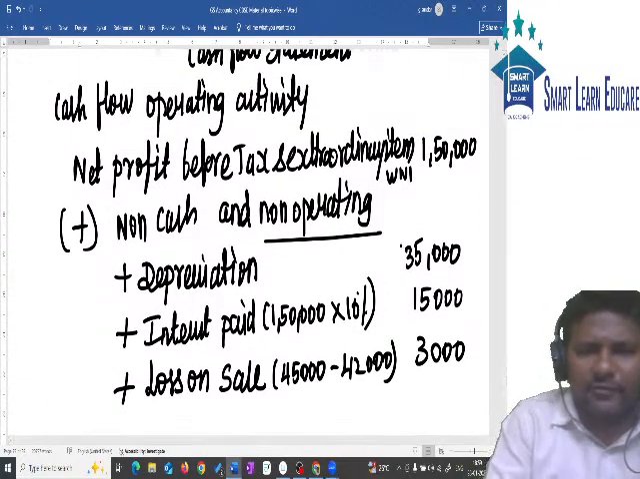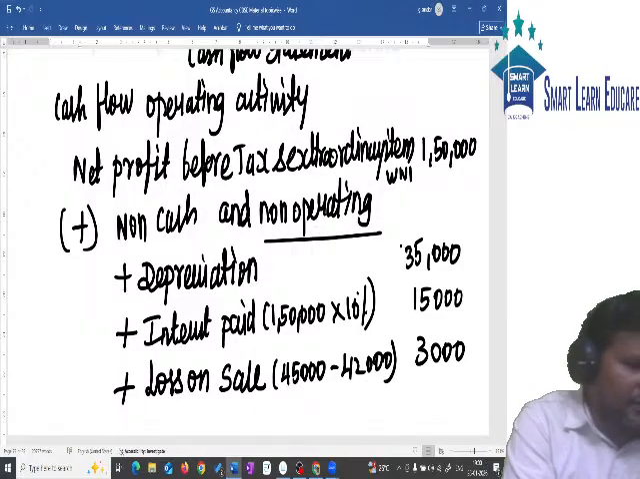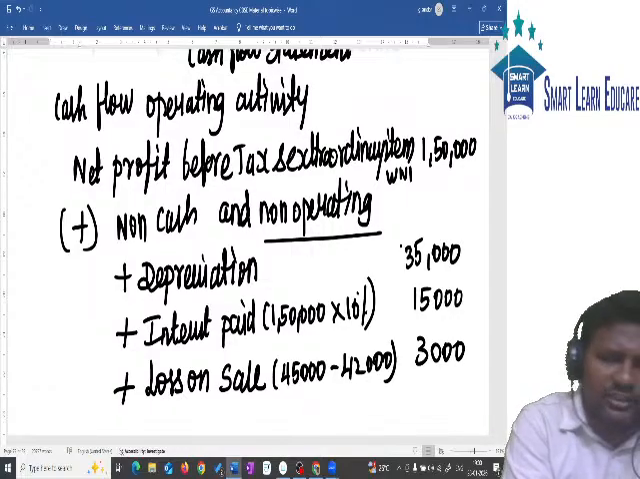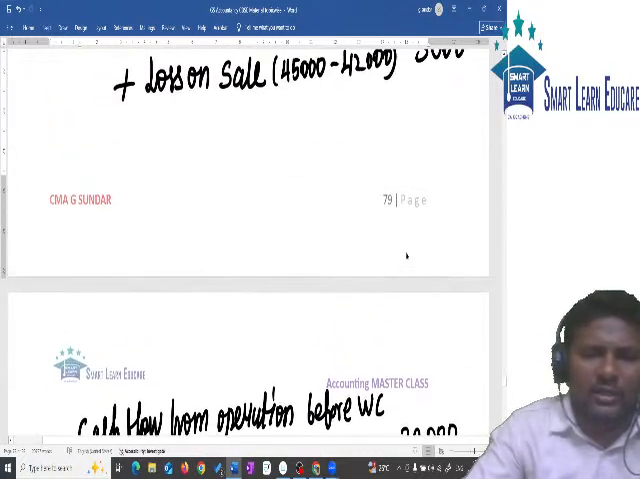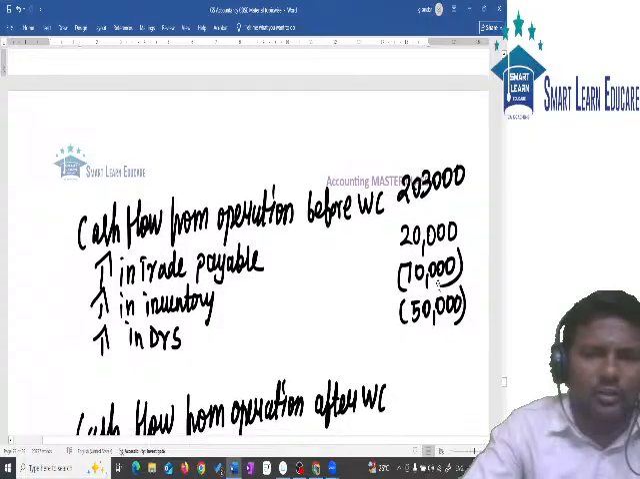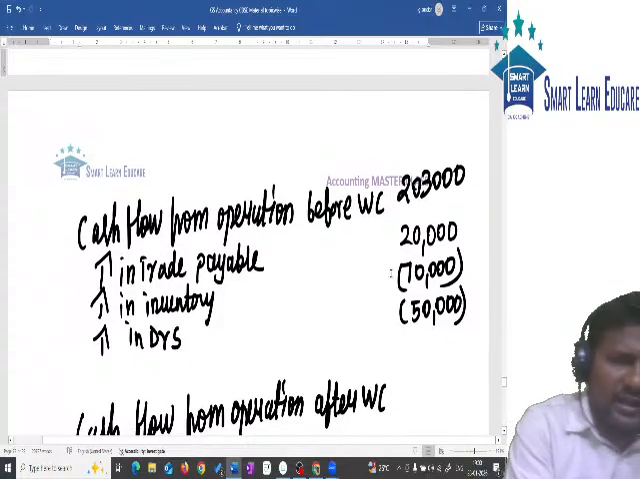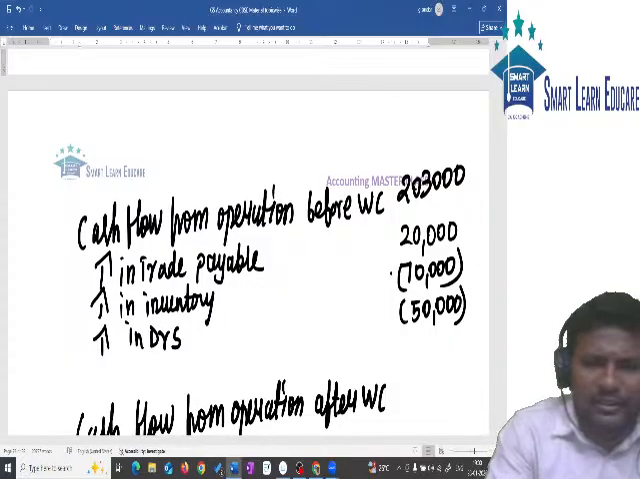First net profit before extraordinary item 1,50,000. Add back 35,000. Add back interest paid 15,000. Add loss 3,000. அப்ப net profit before working capital changes it is how much amount na 2,03,000. And increase in trade payable 20,000. Outflow of cash. Inventory it is 70,000. And also debtors decrease it is 5,000.